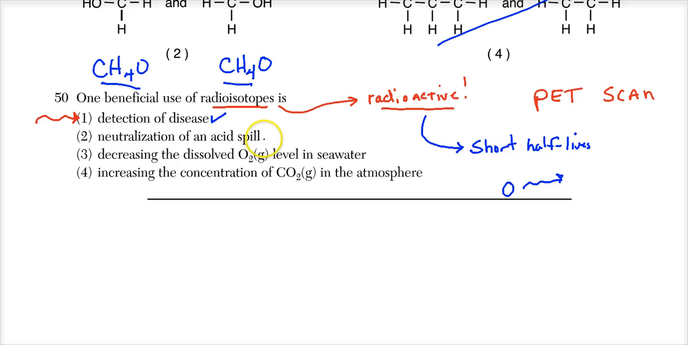Neutralization of an acid spill is an acid-base thing. Decreasing the dissolved O2 level in seawater could be a solubility issue. All right, and same thing with 4. So radioisotopes, you should be aware, are very helpful in diagnosing and tracing what's wrong with the body, and they have low health risk because of their short half-lives, meaning it gets out of your body quickly, and that's something you should have talked about in your nuclear chemistry section of your course. So number 50 is 1.